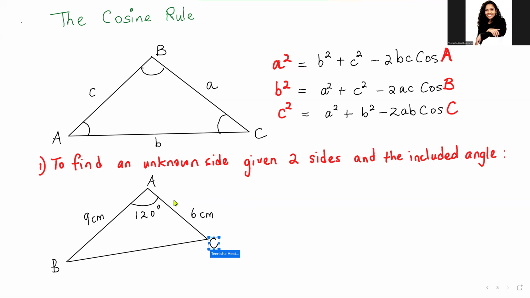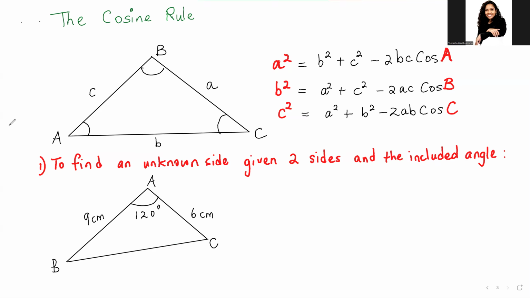So I have this triangle ABC. This side is 9 centimeters, this side is 6 centimeters, and the included angle is 120 degrees. It's called the included angle because it's the angle given between two known sides. Please pay attention to that. Whenever you have two sides and the included angle, and you need to find the unknown side, you can use the cosine rule. It must be the included angle though.